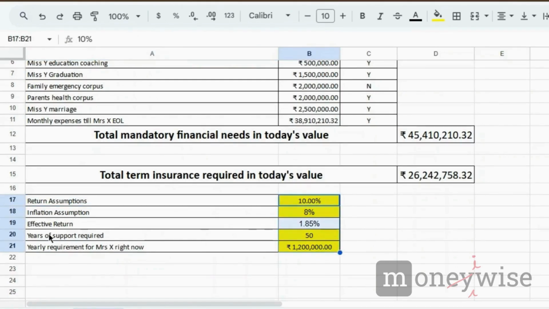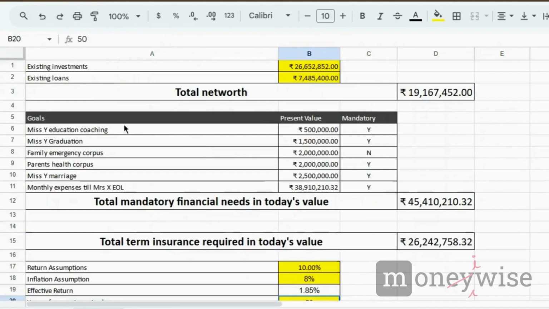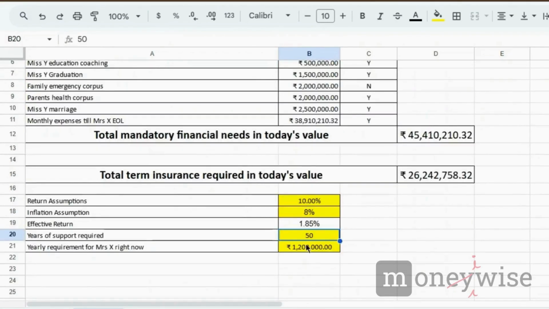So years of support required. So if Mrs. X is 27 years of age right now, we are assuming that she needs to be supported for the next 50 years. Yearly requirement of Mrs. X right now, we made an assumption that it is 12 lakhs. Obviously, you know your family better. So you need to input your family details here.